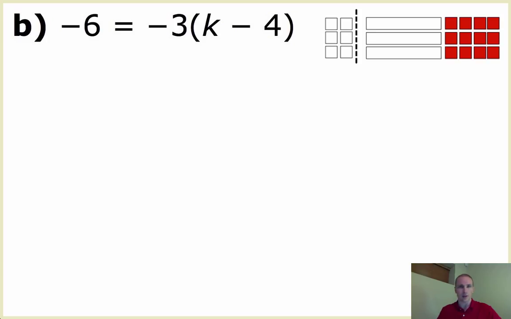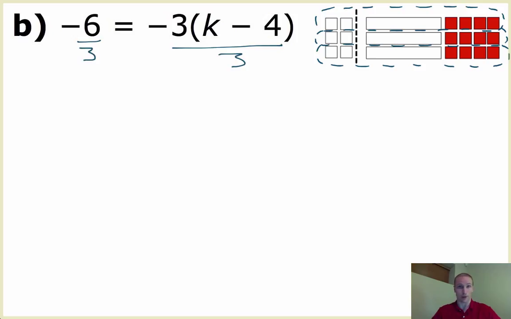Basically what we're doing here is we are subtracting 4 from k, multiplying by negative 3. So we're going to divide by negative 3 and then add 4. That's what we're going to do to solve. Now the divide by negative 3 part is something that we're going to have to do in 2 steps because we're using a model. So let me just show you what that looks like. Split it into 3 equal groups first of all. That's dividing by 3, and this is what we get.